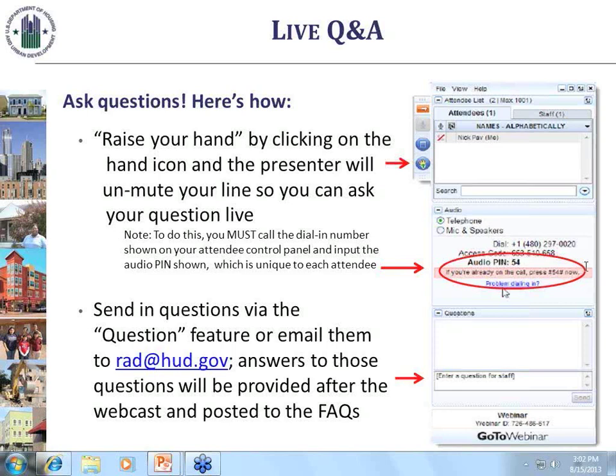What do we have here? We have a written question. Go ahead, Leanne. What is HUD's definition of property?